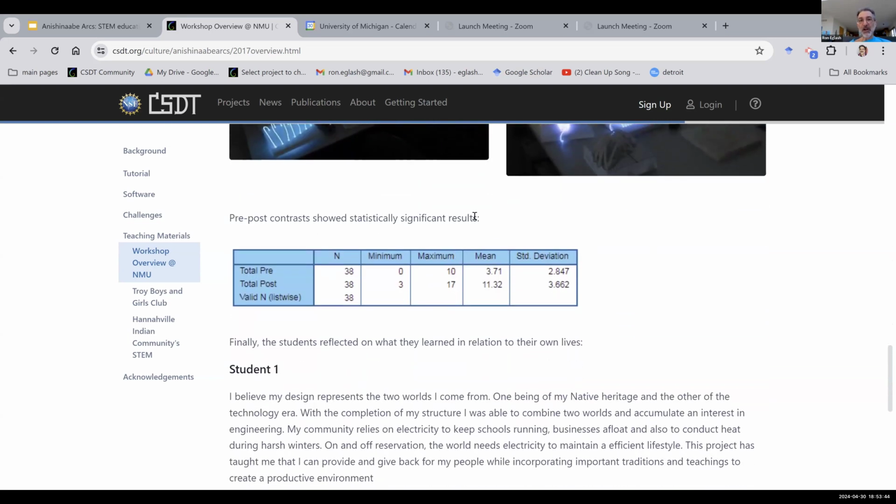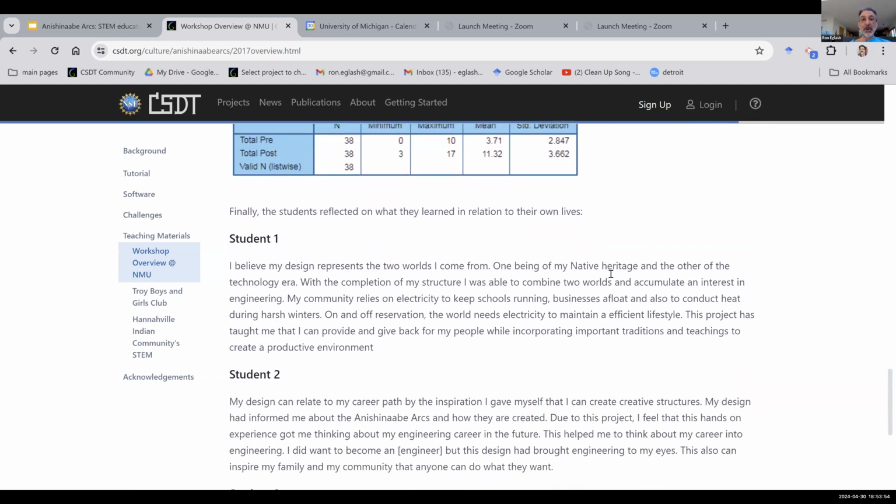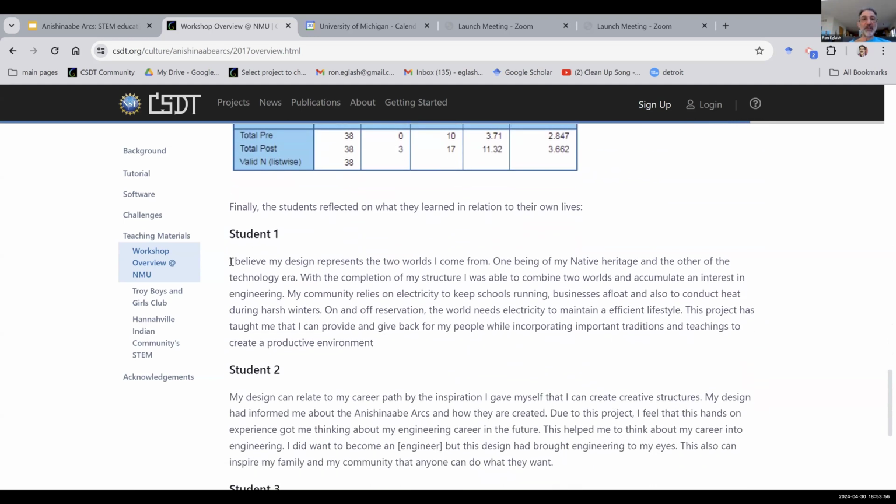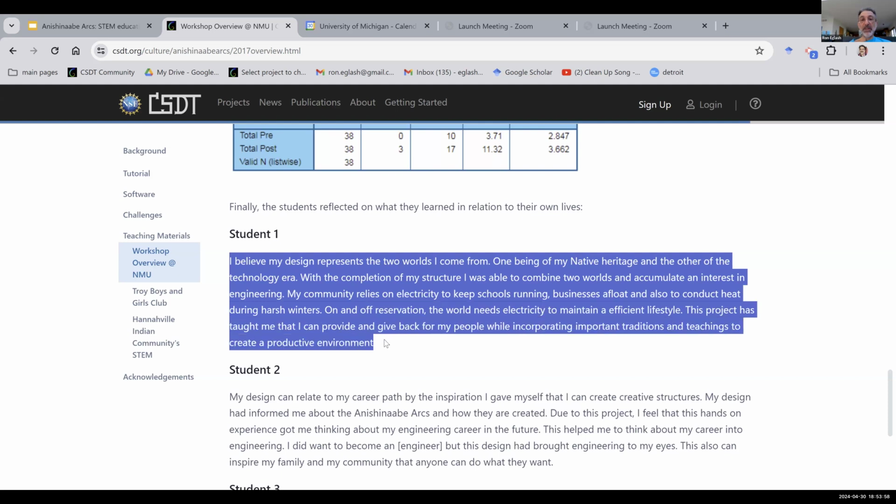Here we've got our pre-post contrasts that we did on our survey, showing statistically significant improvement in their interest in STEM careers. But I think the most powerful part about this was their narrative. So in the reflection, we asked them, what are you thinking about this? And where would you take this?